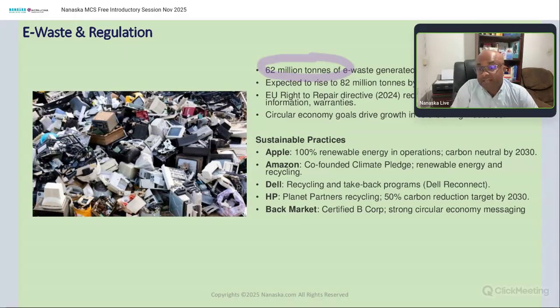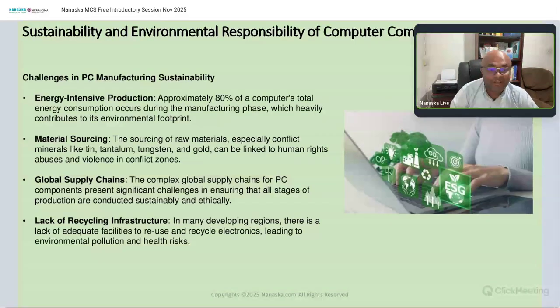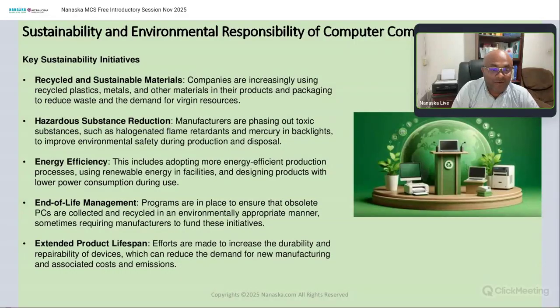So sustainability is a critical element in our game. And we are very serious about sustainability. I can give you some examples to say how serious we are about sustainability.